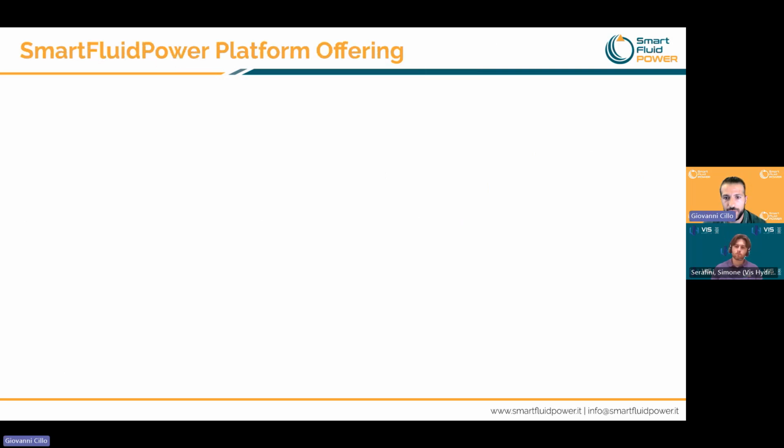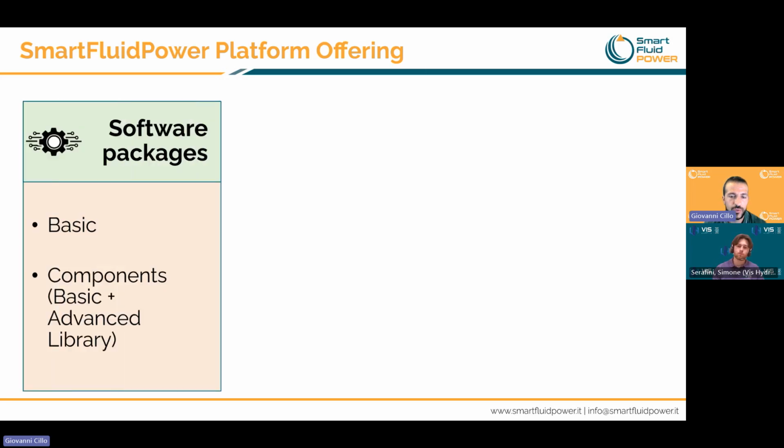Alongside the adoption path we have discussed, the platform is available in different configurations, designed to match the company's required level of use and integration. At the software level, there are two main packages. The first is the basic package, which includes modeling and simulations of systems. The second is the components package, which extends the model with more detailed libraries dedicated to hydraulic components.